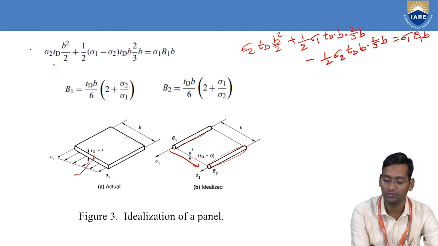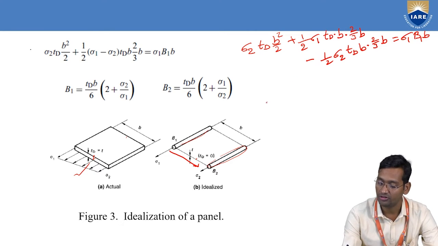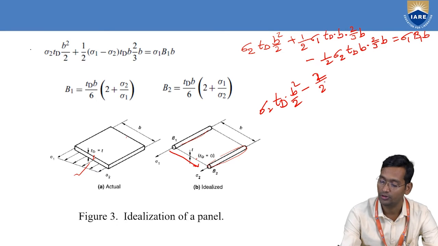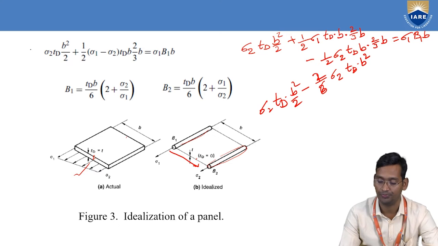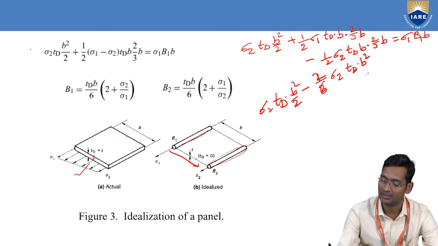So here sigma 2 is there, so just take these two. Now what happens? Sigma 2 TD into B square by 2 minus 1 by 2, and 1 by 2, so 2 by 6. I'm just multiplying this 2 and 2 by 3, so 2 by 6. Sigma 2 TD into B square, and then plus half sigma 1 TD into B square into 2 by 3. Right, now take the LCM and simplify.